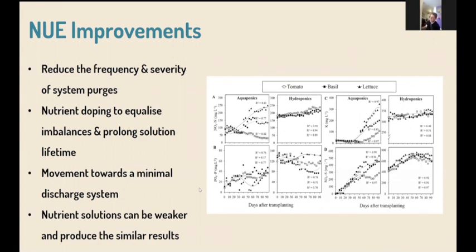And then another interesting thing is, as I mentioned at the very beginning, the nutrient solutions we currently use have way more nutrients than the plants need in them.